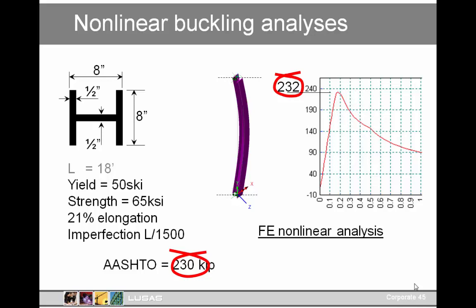An analysis like this needs to incorporate geometric nonlinearity, that is, large displacement theory, and material nonlinearity, that is, yielding and hardening. But perhaps the important point that's easy to miss for an analysis like this is the imperfection. The column strength curves I showed earlier and the Ashto rules for columns assume an initial out of straightness of length over 1500. And in this example, if we use length over 1500 in our nonlinear analysis, we agree the maximum load to within less than 1%.